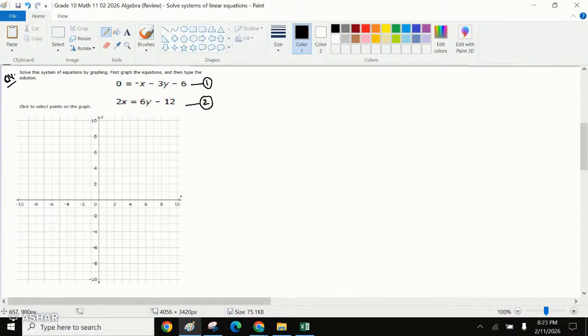Okay, moving ahead, let's take the first equation. The first equation said 0 is equal to negative x, negative 3y, negative 6. Can we add x on either side and make x the subject? So can we say the equation becomes x is equal to minus 3y minus 6?